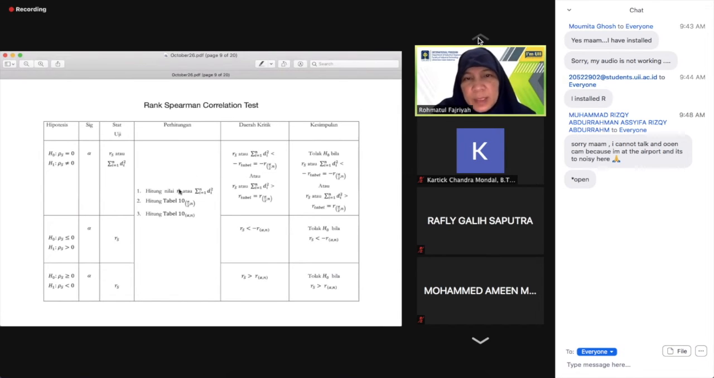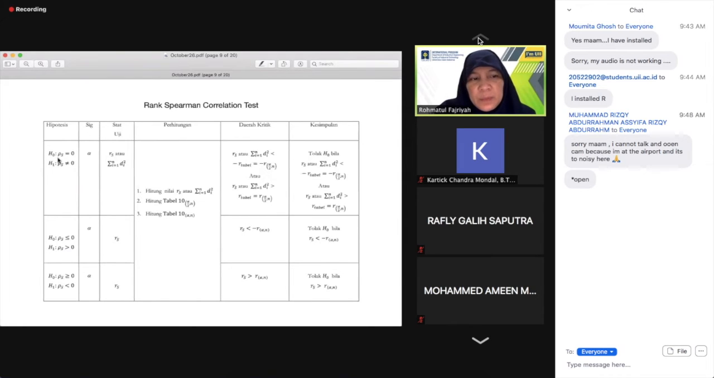Okay, so this one is the hypothesis testing for Spearman correlation. There are two kinds of hypotheses. The first one is the one-sided hypothesis, which is the second and third rows in this table. The other one is the two-sided hypothesis setting, which is the first row in here.